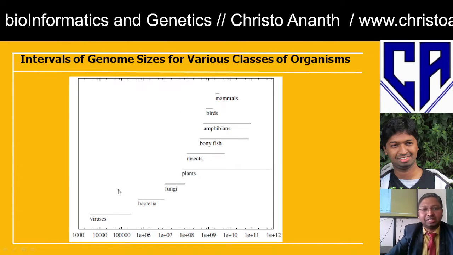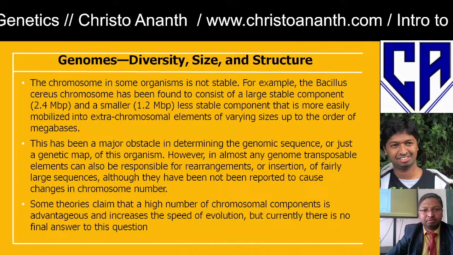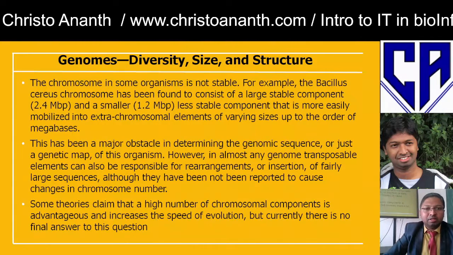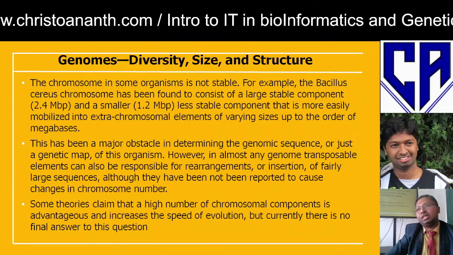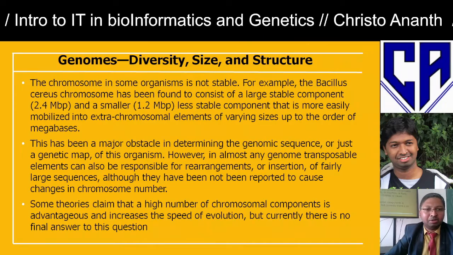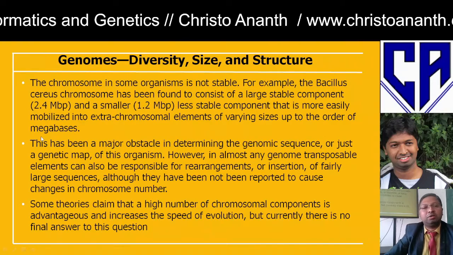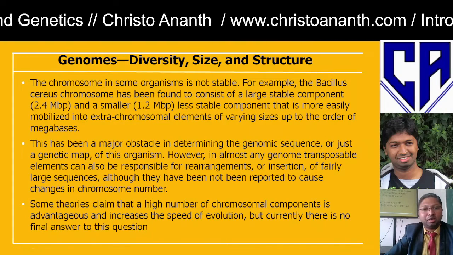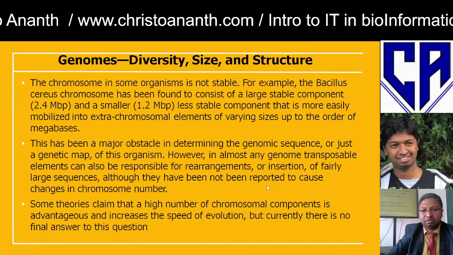So for mammals it is the highest. So the chromosome level itself is not stable. That's what I told you. With the case of bacteria and the virus, generally we will have a stable component like 2.4 mbp, and maybe a less stable component also, 1.2 mbp, which can be observed in the characteristics.